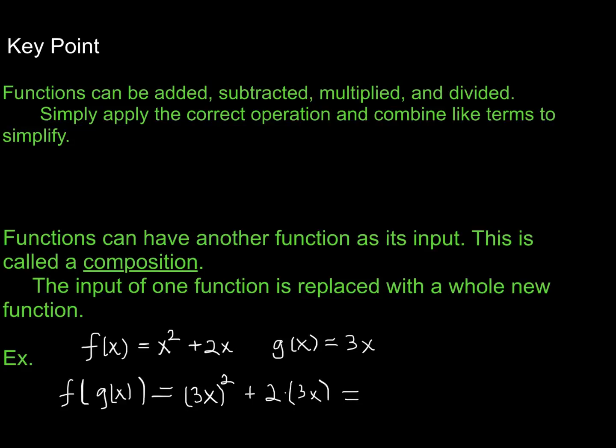Now I can simplify this a little bit. When I take 3x and multiply it by itself, I get 3 times 3, which is 9, and x times x, which is x squared. So I'll have 9x squared. And 2 times 3 is 6, so I have 6x. And so this is f of g of x, 9x squared plus 6x.